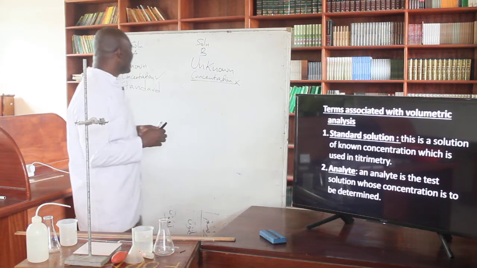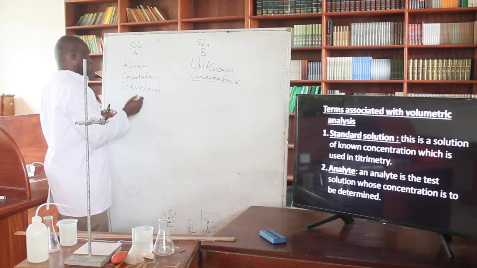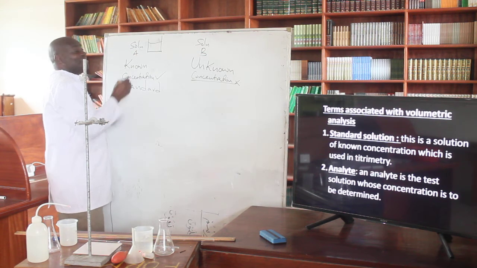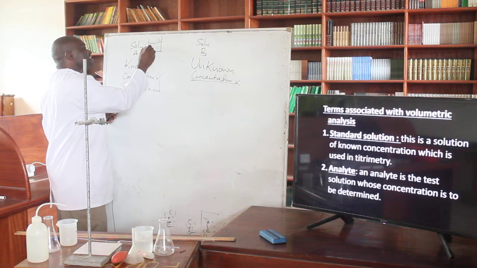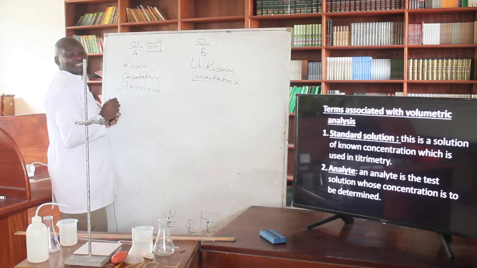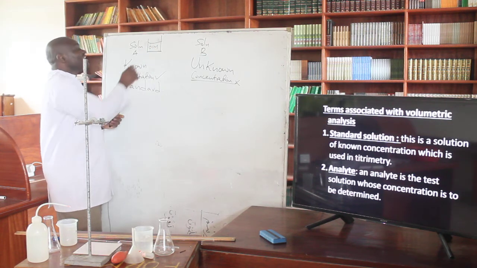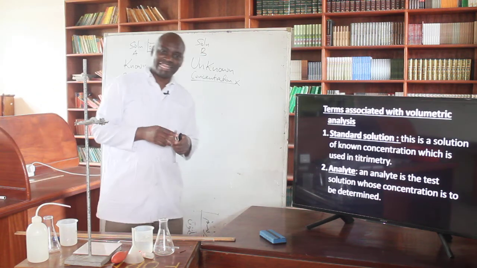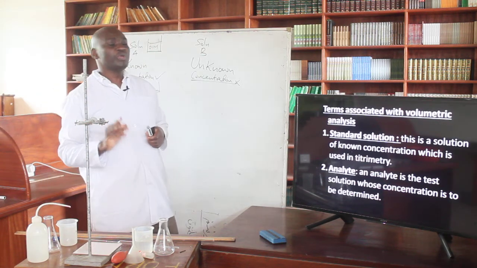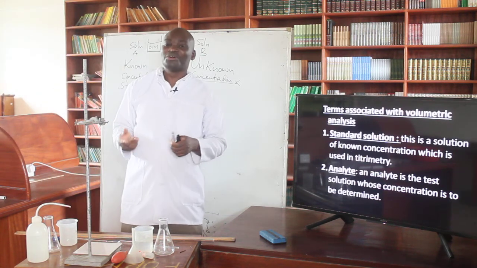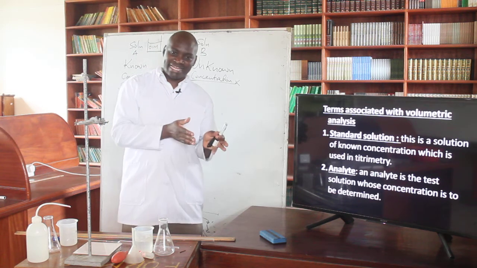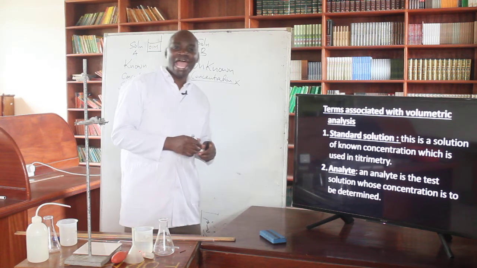So when we have a solution, for example, solution A, and this A is labeled 0.1 molar, then this one is a standard solution. That is a standard. And in titration, we normally deal with 2 solutions, or sometimes you can deal with 3. But one of them must be a standard, the other one will be unknown.